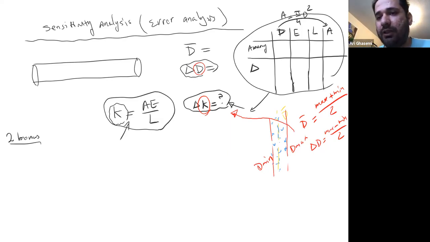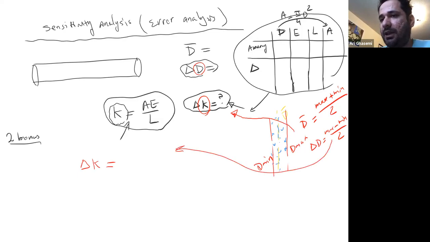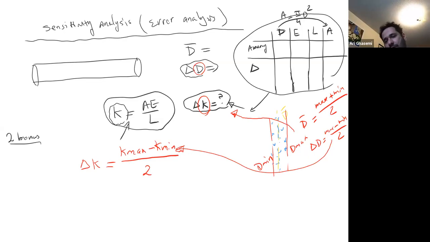So what would be my delta K? Give me the formula. Well, I use this formula. Delta K is going to be K max minus K min divided by 2. The problem is solved. But you say, well, hold on, wait a minute. What is that K max? And that's a very good question. Now, what is K max?